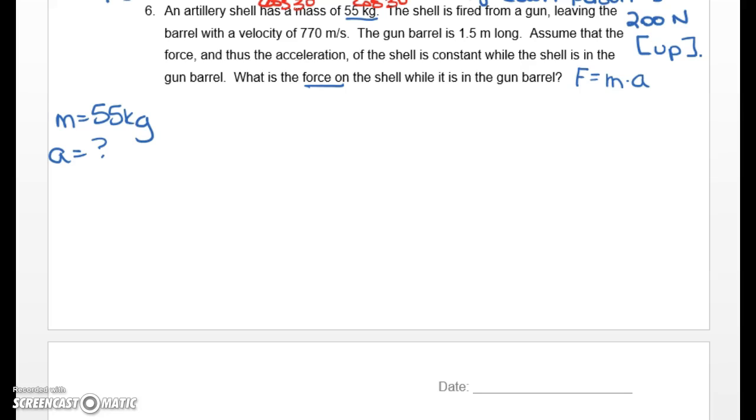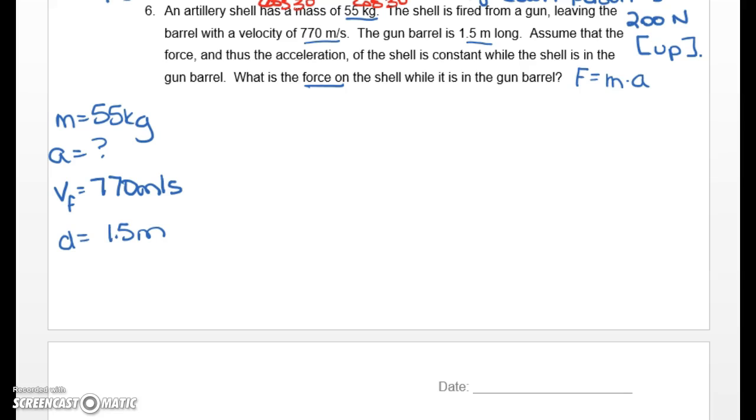So once again, we start by writing out all the other information that we know. We know that the gun is fired with a velocity from the barrel of 770 meters per second. This is when it's leaving the barrel, so this tells us that we have a final velocity of 770 meters per second. The gun barrel is 1.5 meters long, so that's the distance that it's traveling. And that's about all that we're told in the question.